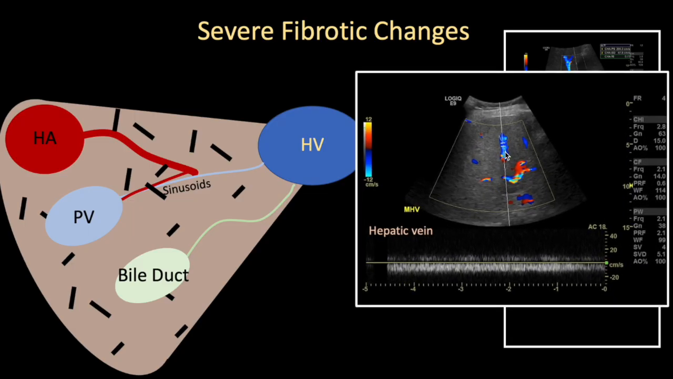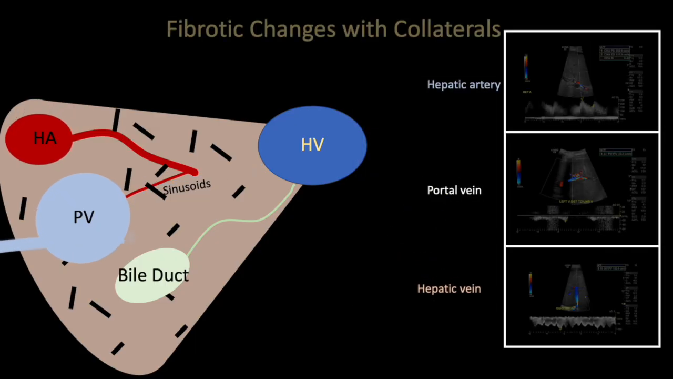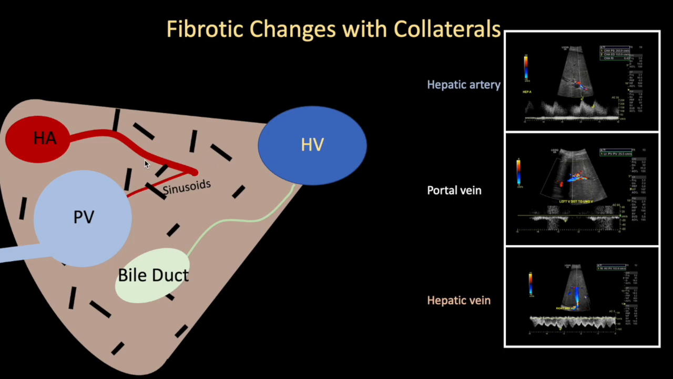And then here you can see as you get more and more fibrosis, the hepatic vein can actually appear quite flat because the whole hepatic vein is stiff. And then eventually you can get collateral vessels that end up shunting blood away from the liver.